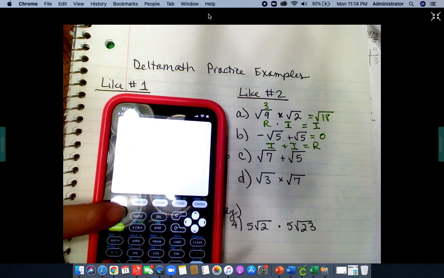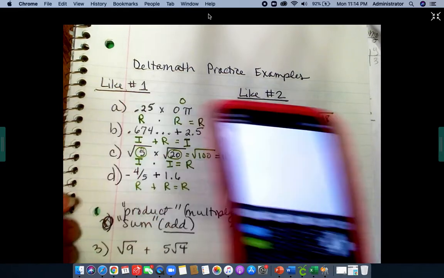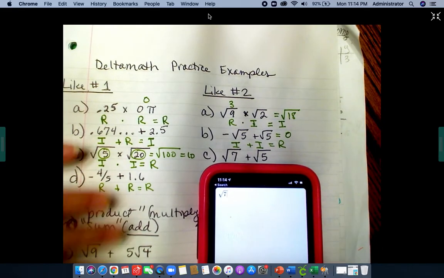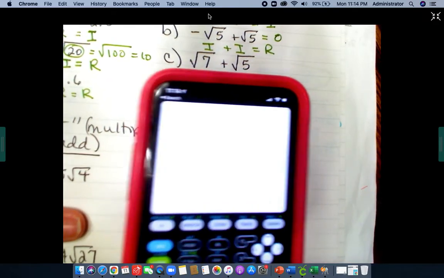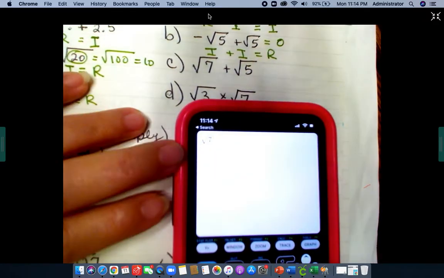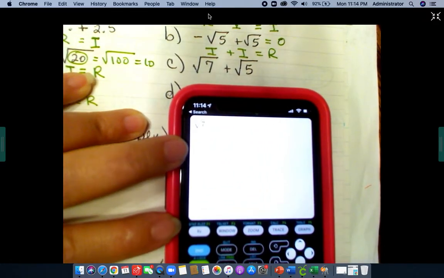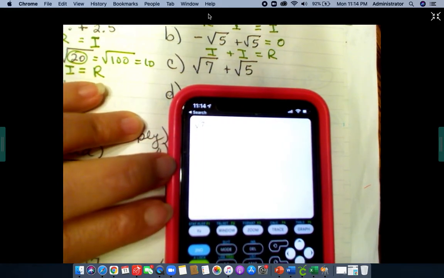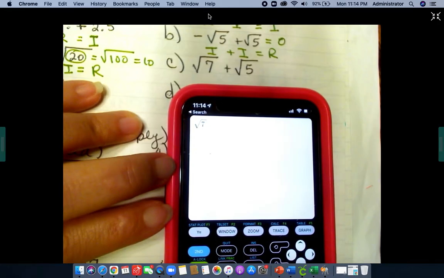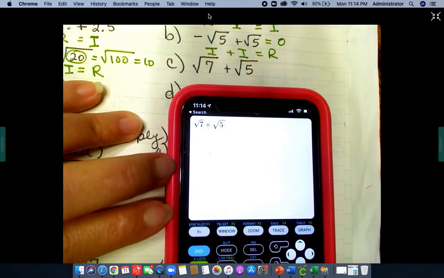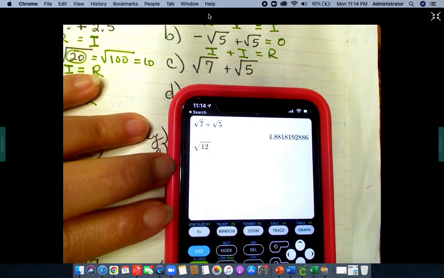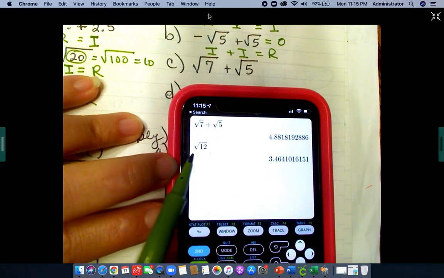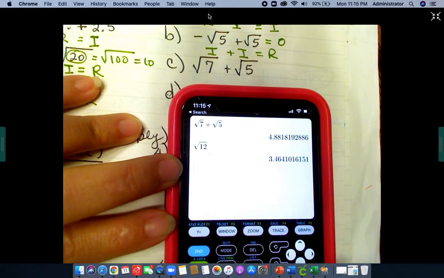Well, let's see. If I type in the square root of 7, and add to it the square root of 5, I get this decimal number. Is that the same thing as the square root of 12? No. So I can't add 7 plus 5 and get 12 together. In fact, this is wrong altogether.